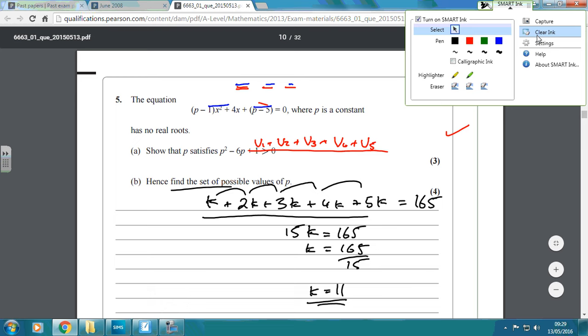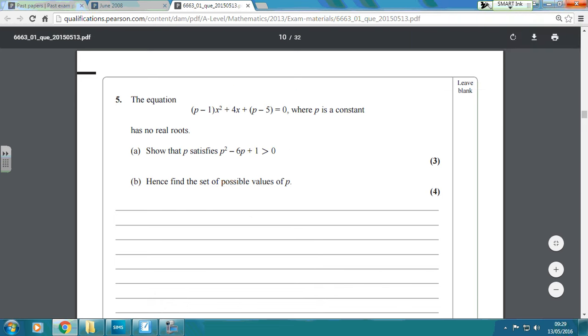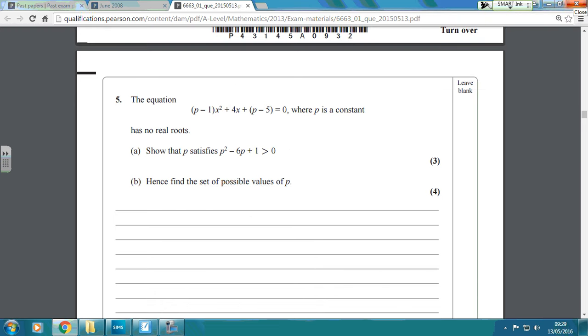Okay, question 5. So it says we've got an equation and no real roots. So as soon as you see something which mentions roots, whether it's real roots, equal roots, or just the word roots, we're going to have something to do with b squared minus 4ac. Now if it says no real roots, that means it's going to be less than 0. If it says equal roots, then b squared minus 4ac equals 0. If it says has 2 distinct real roots, then it's going to be greater than 0.